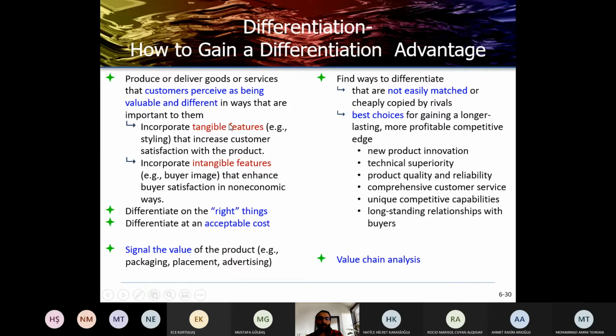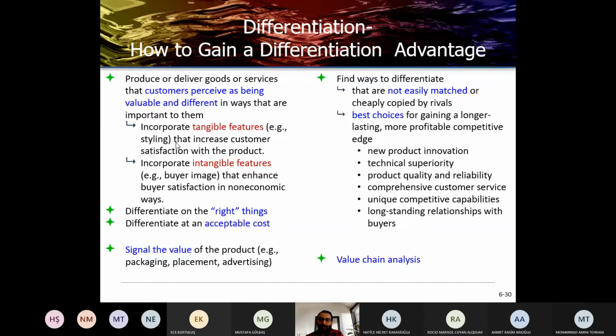Sometimes it could be a tangible feature, like a style. Tangible means that you can see, right? Or an intangible feature is a buyer image, a brand image, right? And it satisfies the buyer in non-economic ways, okay? For example, wearing a cloth which is very expensive, which is very Lacoste, for example. It can give the message to the others that you have a different lifestyle. So maybe because of that, people like it, okay? People give that crazy money to just one t-shirt, maybe 500 Turkish lira, right? It's crazy, but they are giving that price to that company.